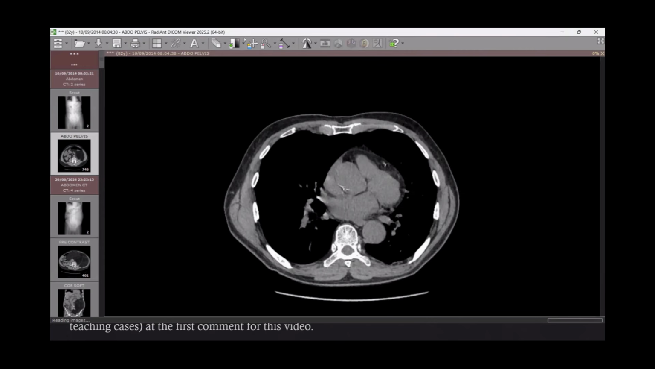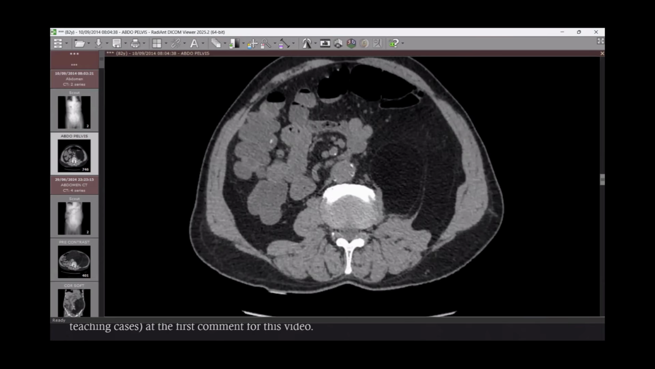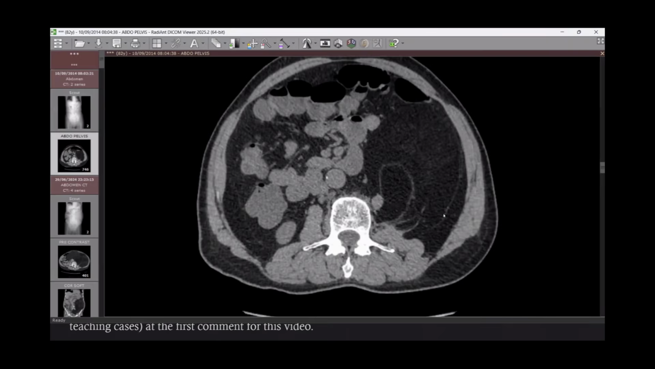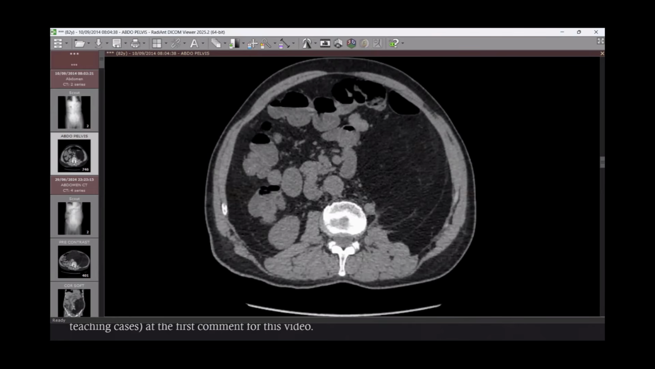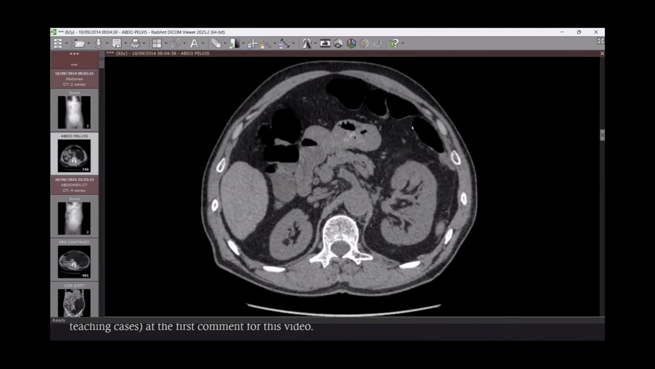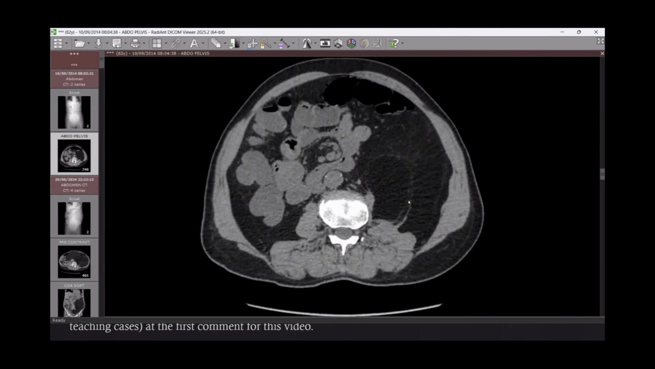If you can see this one, okay. Yes, you will find here, this is the mass, and much smaller in size. So it is a low-grade neoplasm. What type of liposarcoma is here in this CT scan? Do you know the types of liposarcoma?